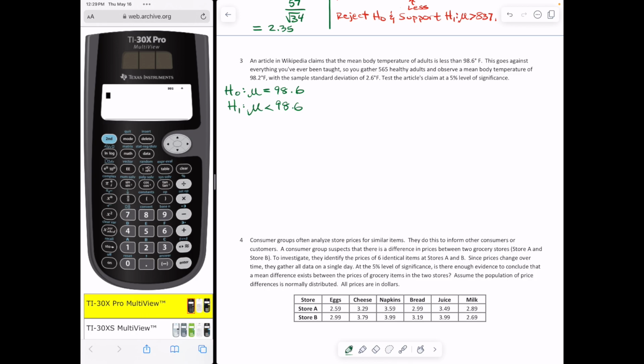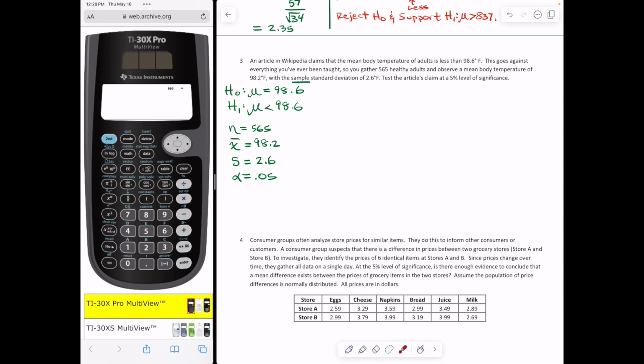So you gather n is 565 healthy adults and observe a mean body temperature of x bar equals 98.2 with a sample standard deviation of 2.6. That's s, not sigma. So sigma is unknown, but s is 2.6. Test the article's claim at a 5% level of significance. So our alpha is going to be 0.05, and the article's claim is just this one, that the mean body temperature is less than 98.6.